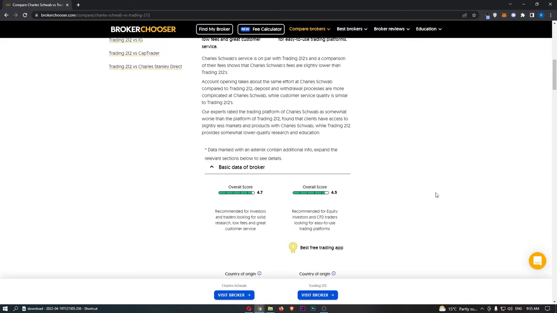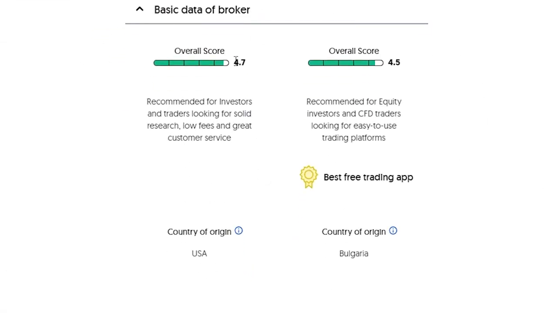Okay, so if we come straight down here, we can see we are given an overall score right here. Charles Schwab is a 4.7 and Trading 212 is a 4.5. However, guys, this should definitely not be taken at face value, as these brokers are very different. They are for very different purposes and they are going to be more handy and more useful for different types of traders.